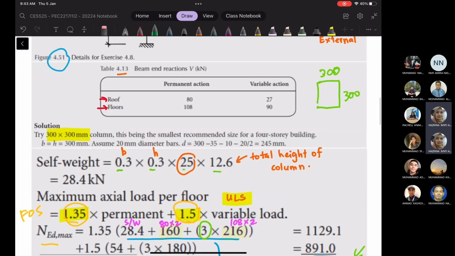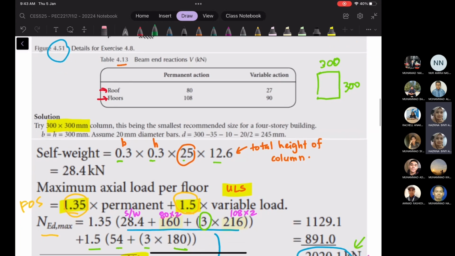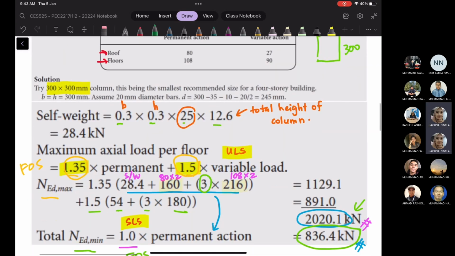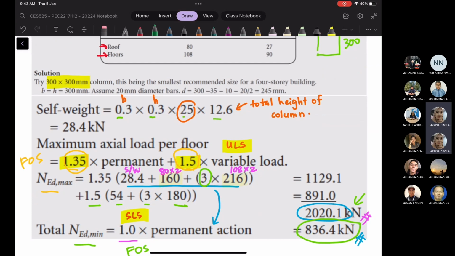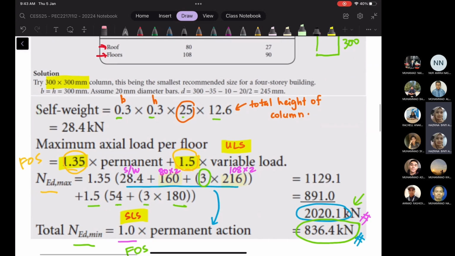So try a 300 times 300 millimeter column, this being the smallest recommended size for a 4-story building. So assume a 20 millimeter bar, therefore d is equal to 245. The first thing that we have to calculate is the self weight of the column. So we calculate 0.3 times 0.3, which is the cross sectional area, then multiply with 25. 25 is the density of reinforced concrete.